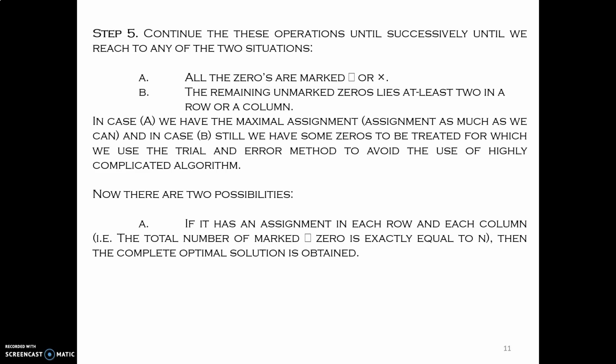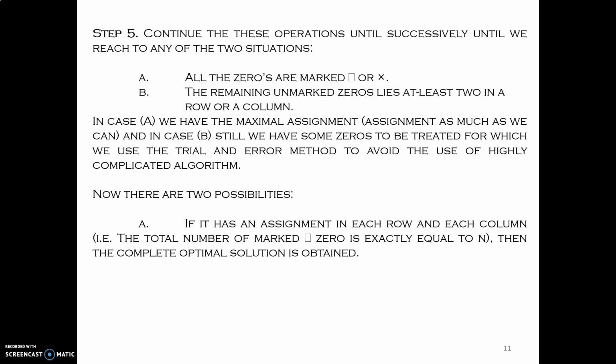Continue these operations until successively we reach a situation where all the zeros are marked using a square or a cross. The remaining unmarked zeros lie at least two in a row or column. In case we have the maximal assignment as much as we can, and still have some zeros to be treated, we use a trial and error method to avoid the use of a highly complicated algorithm.